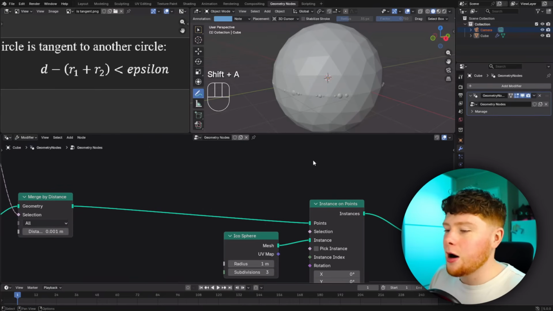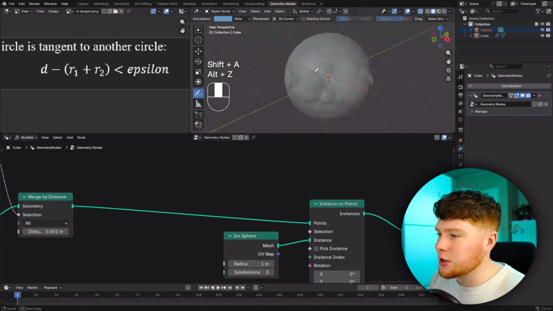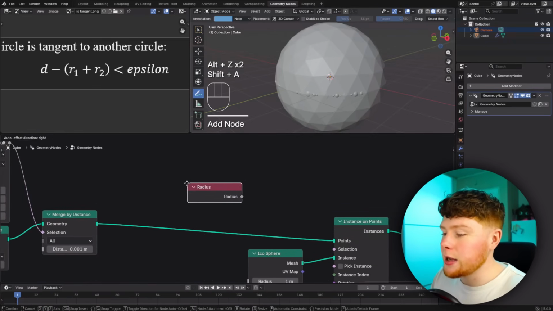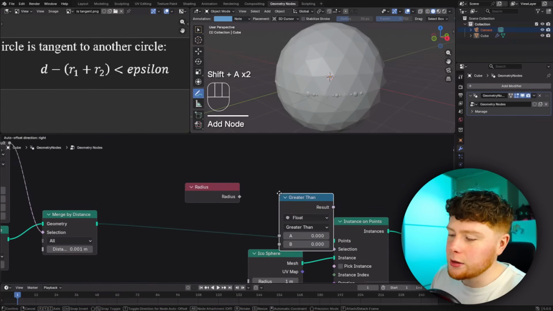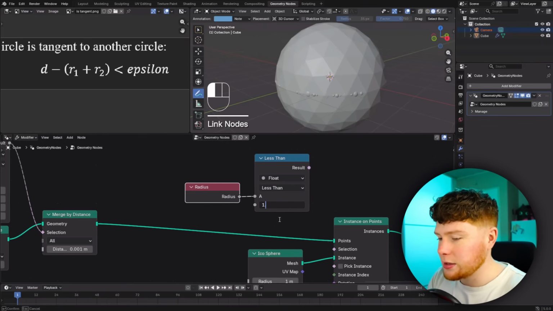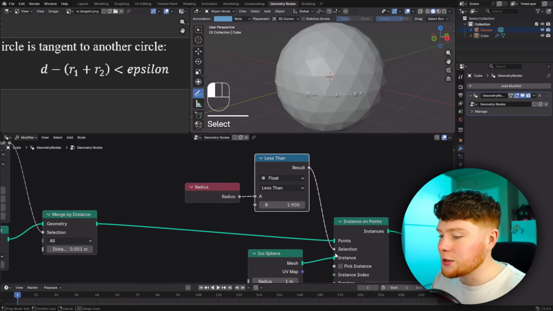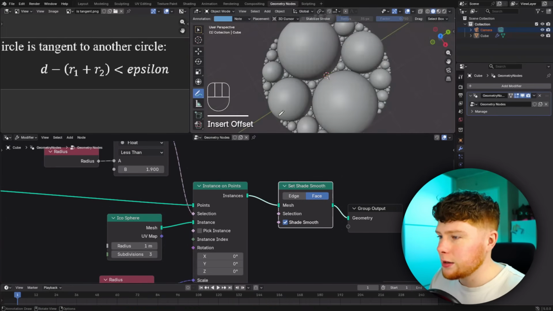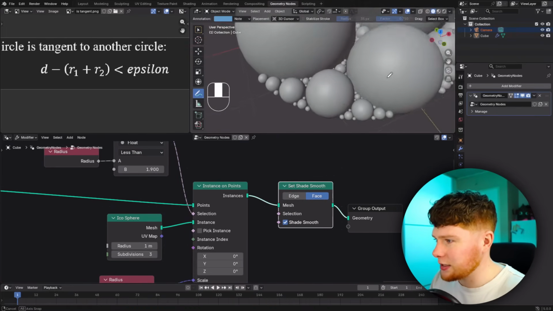We want to have it only on the smaller parts, as you can see. So let's remove the bigger one by doing a radius node, and then with a compare node, we can say if the radius is less than 1.9, for example, then instance it. Let's do a set shade smooth node like so. Okay, cool. That already looks quite satisfying, I think.